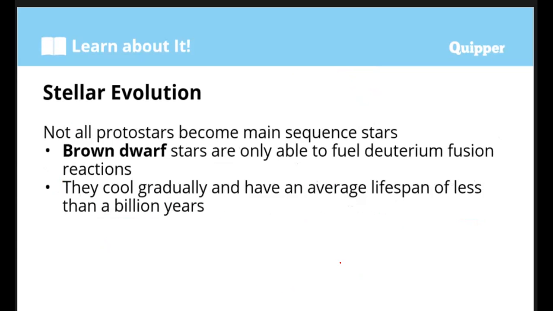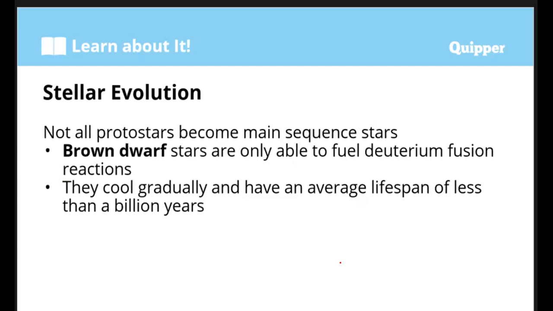Then after the red dwarf star, there is a brown dwarf star. So not all protostars become main sequence stars. Take note, as the protostar gathers much of the gases and dust already in the universe, it begins to form a red dwarf star. But not all protostars become a red dwarf star.